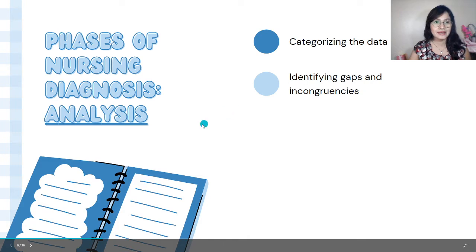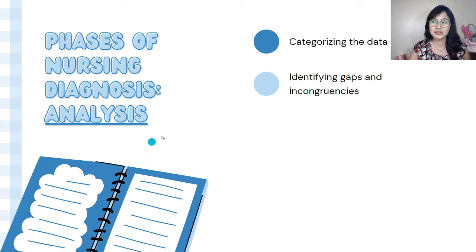Here are the phases of nursing diagnosis. First one is analysis. Analysis includes categorizing the data and identifying data gaps and incongruencies. Data gaps are missing data necessary to determine patterns and specific approaches in relation to the health condition of your client.